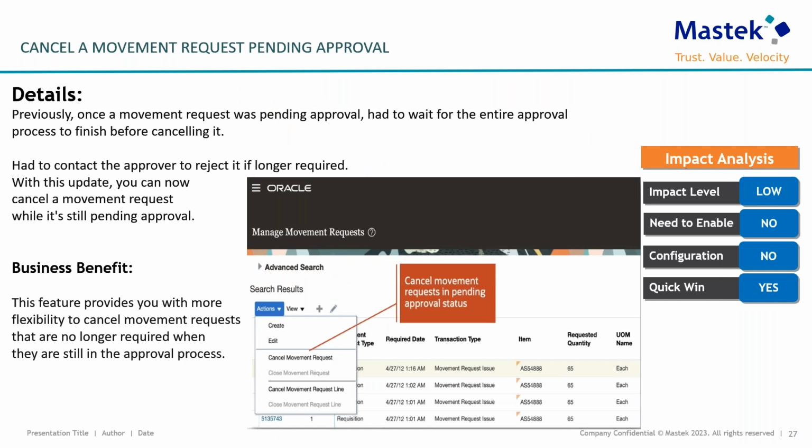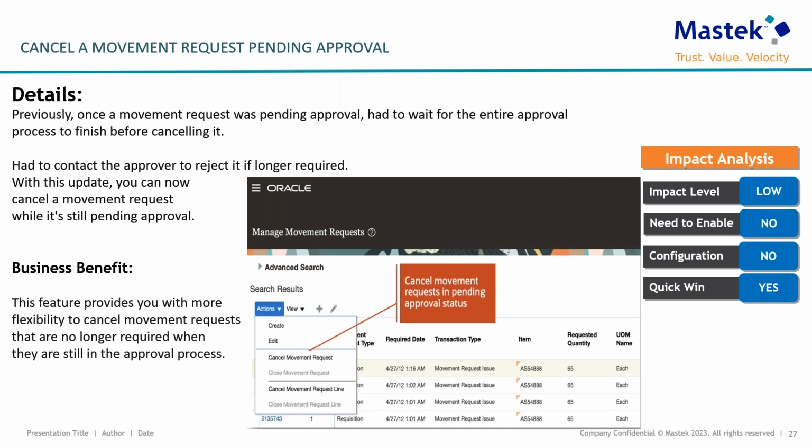The next one is cancel a movement request in a pending approval area. Previously, when we created any movement request, we could not cancel it unless and until it was approved. Basically, before this update, once a movement request was in pending approval, we needed to wait until the entire approval process was completed before canceling it.